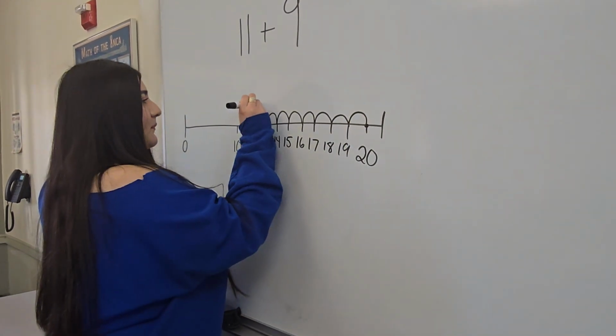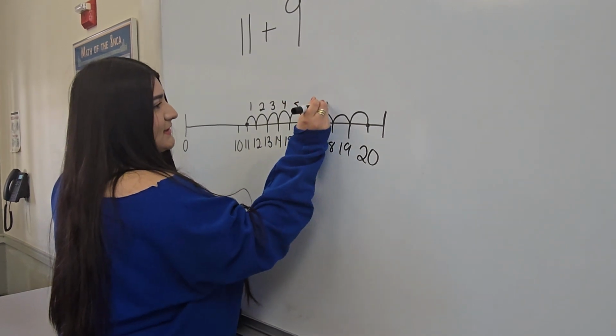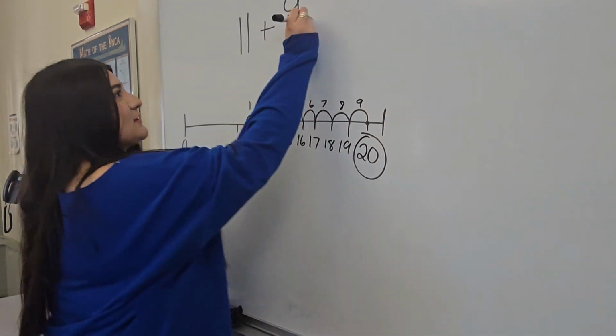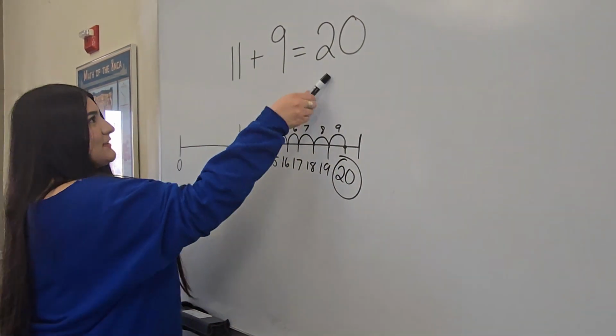And let's check that. 4, 6, 7, 8, 9. And we end up at 20. So now we see that 11 plus 9 is equal to 20.